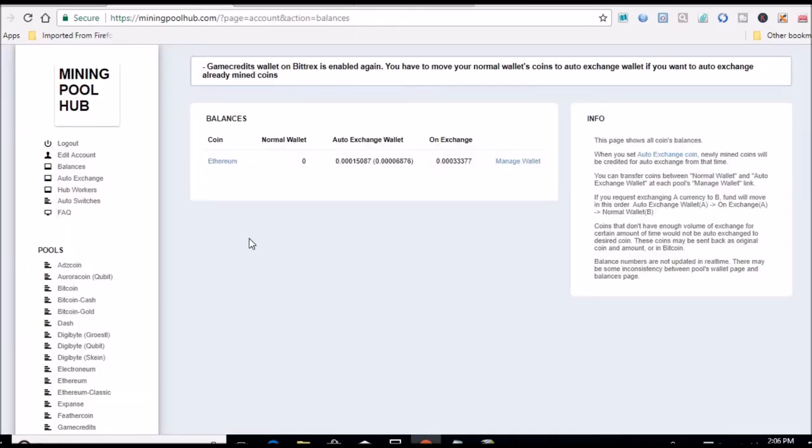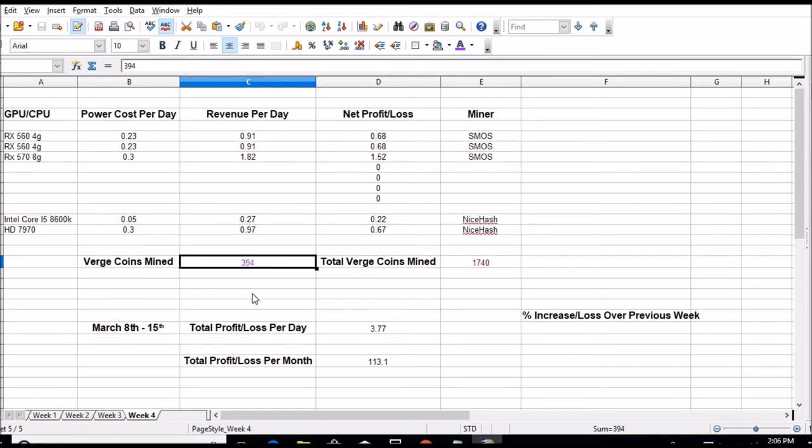All right, let's head over to Mining Pool Hub. We did cash out earlier again, another 250 Verge coins. If you guys are new to the channel, I mine Ethereum and convert it to Verge. So let's pull up my sheet. We will change the Verge coins mined to actually 500 now.